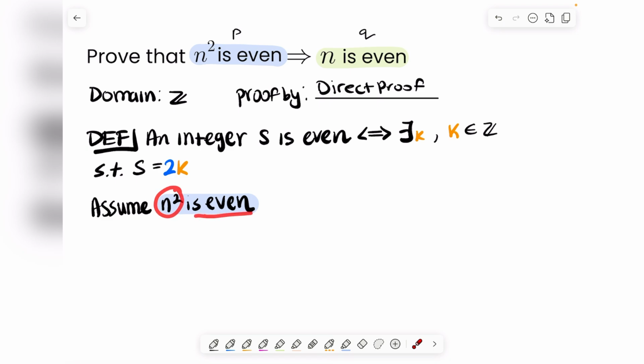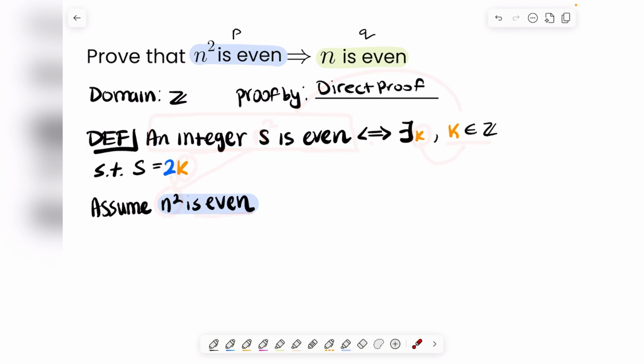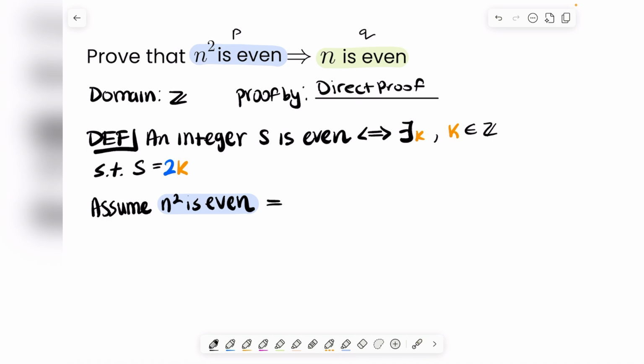And what do we know about an integer, let's say n squared, that is even? Well, this definition says that if this side is true, then this side is true. And what does this side say? It says that there exists an integer k such that if you take k and multiply by 2, it's going to give you that even integer, n squared. So because we are assuming this is true, then this is true. n squared is equal to 2 times an integer k. So this implies that n squared is equal to 2k, where k is an integer.